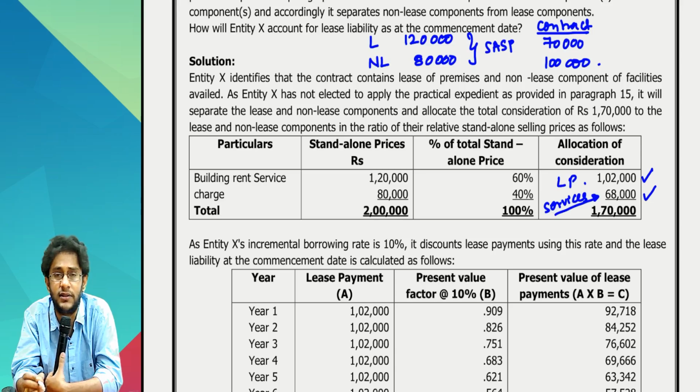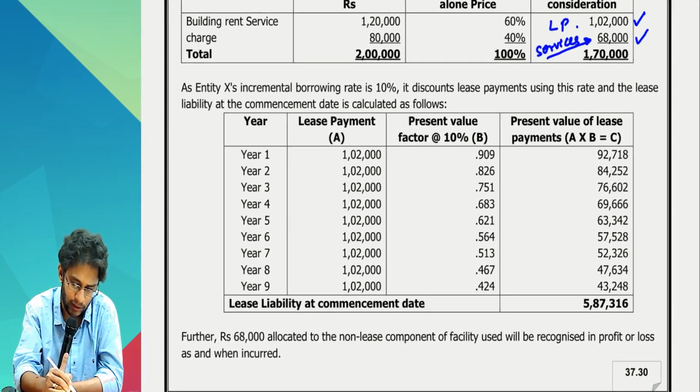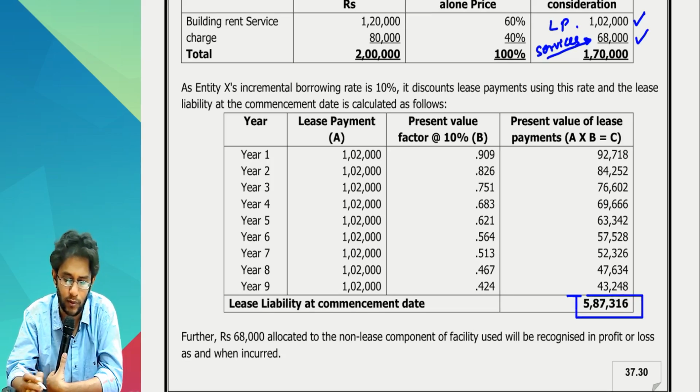But 1,02,000, since it qualifies to be a lease payment, definitely it will go into the calculation of lease liability. So obviously you have to discount the next 9 years' lease rents, 102, 102, 102, multiplied with PV factors, and you get 587,316. So with this amount, you will go and recognize the ROU asset and lease liability.